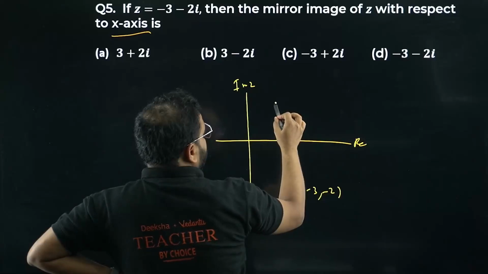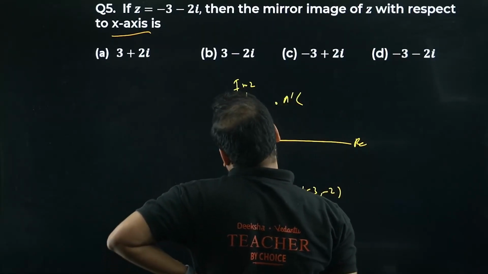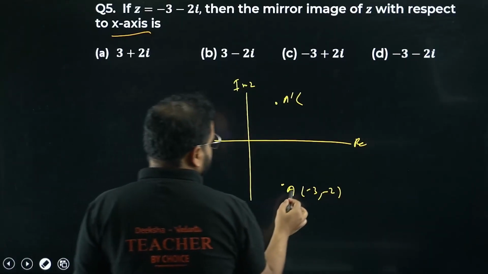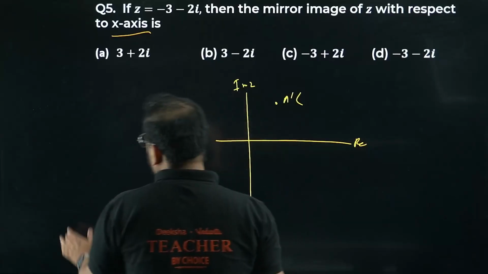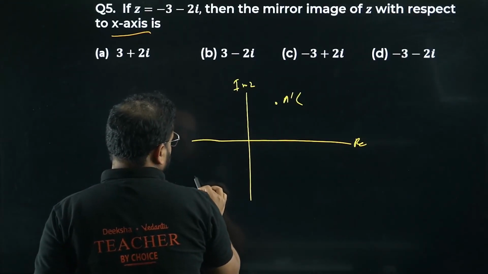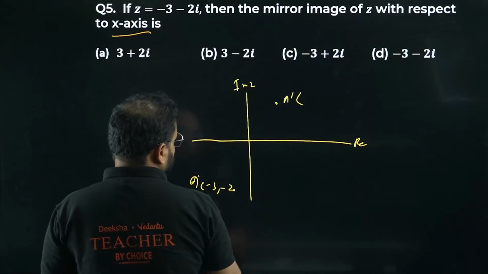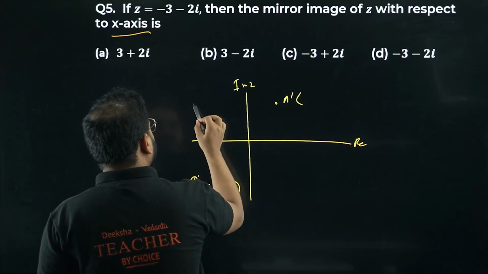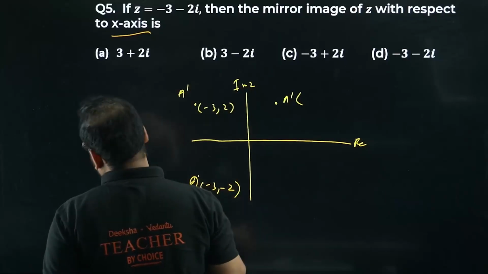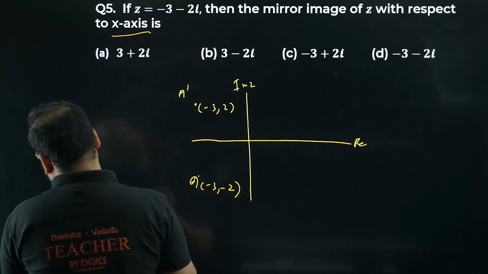So somewhere over here we'll have A dash. Sorry, minus 3 minus 2 will not be over here. Excuse me. It will be in the third quadrant, right? I misjudged it. So you'll have A over here as minus 3, minus 2. So the A dash will turn out to be minus 3 and plus 2. That's the image of the point A.